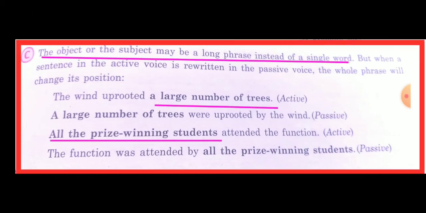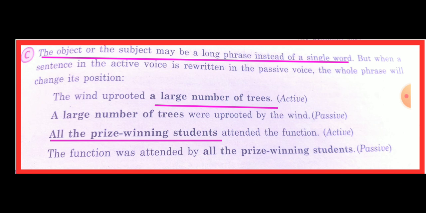Now let us look at the fact that the object or the subject may be a long phrase. First we learned that the subject or object may be a noun. Then we came to know that it may be a pronoun also. But sometimes, rather than being a noun or pronoun, it may be a long phrase instead of a single word. Like "The wind uprooted a large number of trees." Here, "a large number of trees" is the object. So the object can be one word or it can be a long phrase.